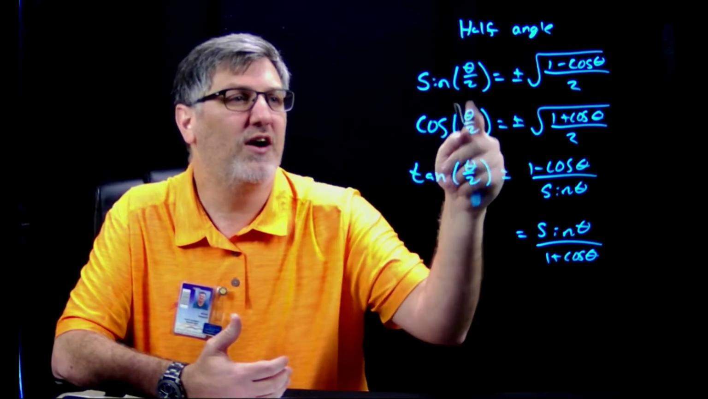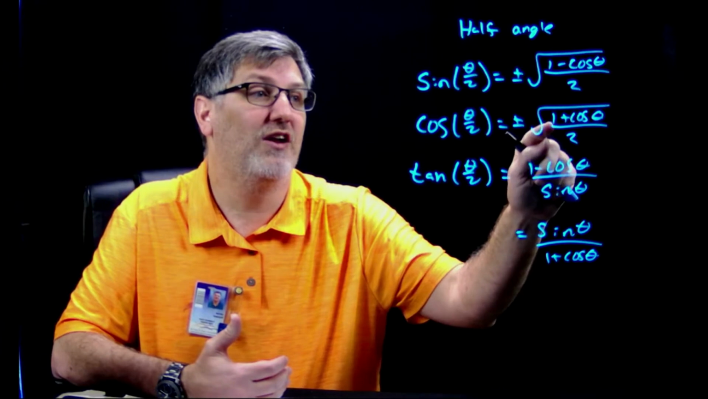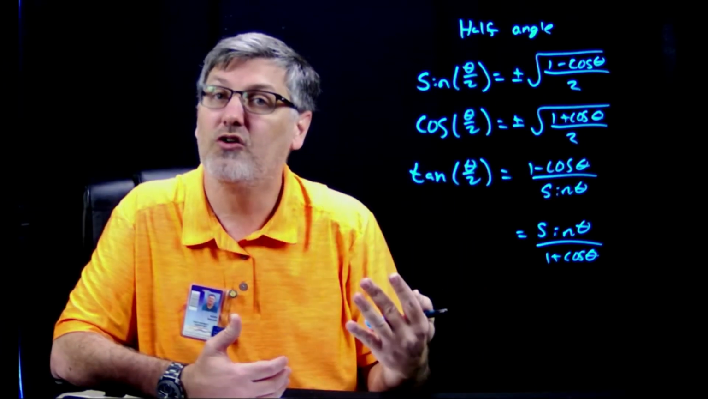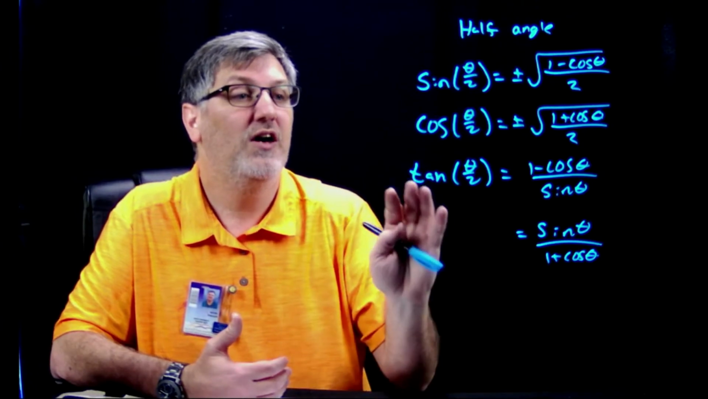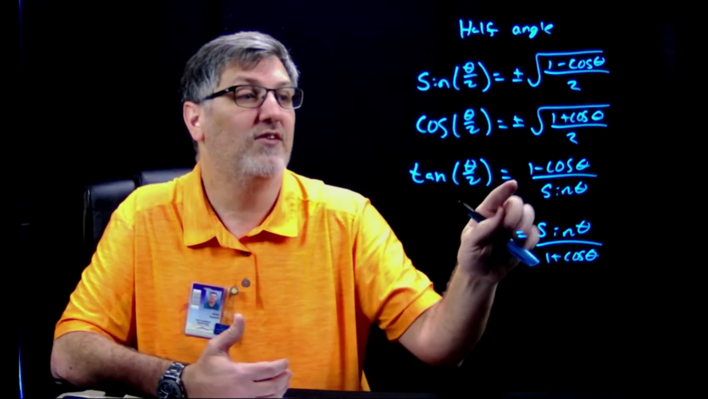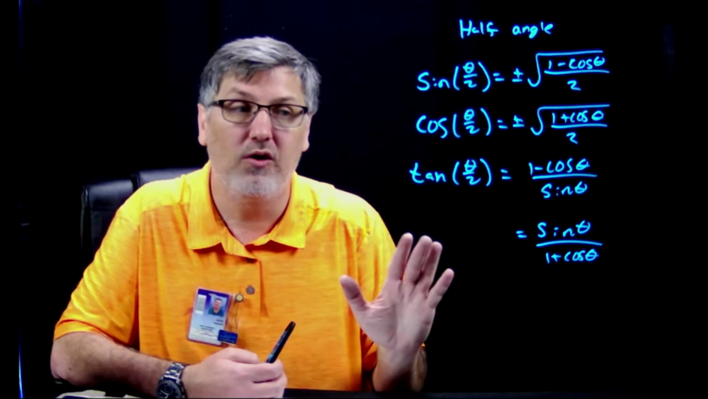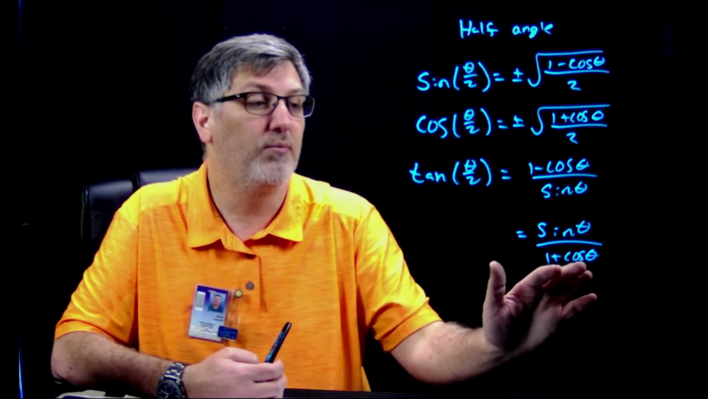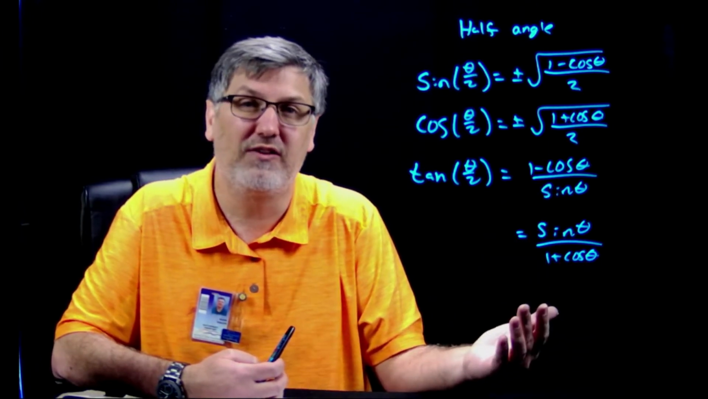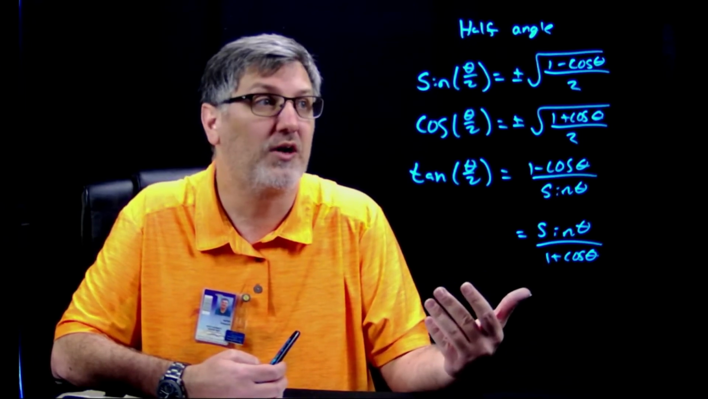For my cosine of my angle divided by 2, it's basically the same formula, except my sign's changed. It's 1 plus. So it's plus or minus the square root of 1 plus cosine theta divided by 2. And then the tangent theta divided by 2, you go through some algebra process, and you basically get 1 minus cosine theta over sine theta, or sine theta over 1 plus cosine theta. You can actually set these equal to each other and verify that they're the same, just simply by multiplying by the conjugate, and it'll work out.